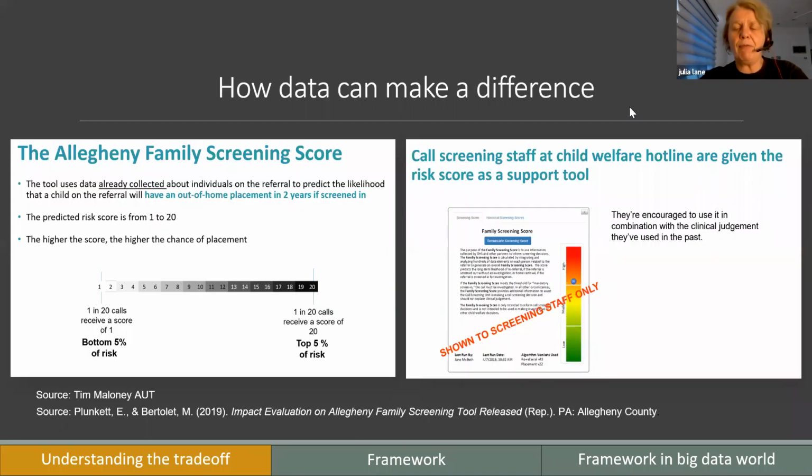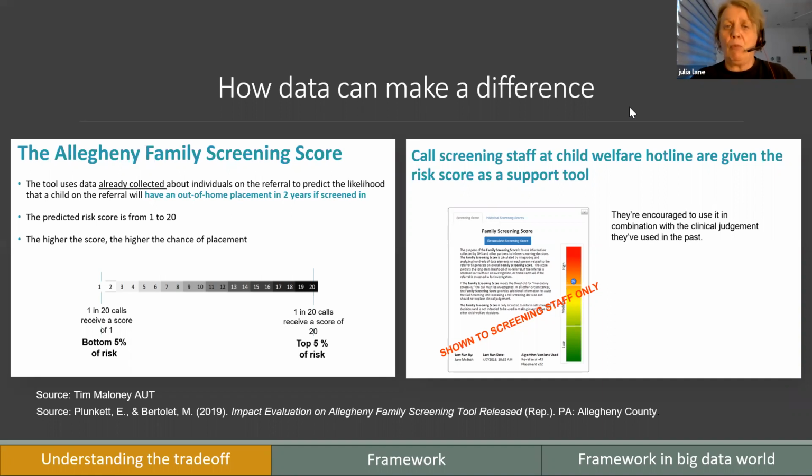So this is a very powerful, well-known example where Allegheny County, the county in which Pittsburgh, Pennsylvania is located, brought together data from human services. They recognized that a case manager, when they get a call from a police officer or a teacher or a neighbor saying, I think this kid's being abused, has to make a decision on that call about whether or not to make an intervention, whether or not to send people to the house.